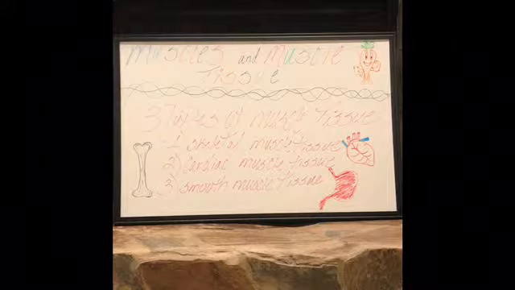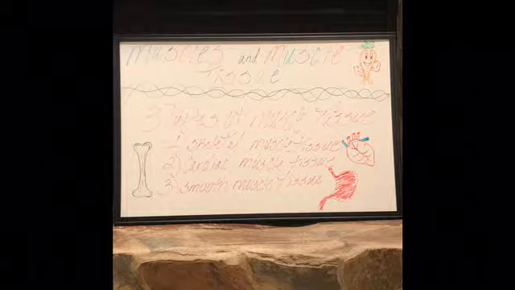There are three types of muscle tissue: skeletal muscle tissue, cardiac muscle tissue, and smooth muscle tissue. Skeletal muscle tissue is voluntary and is attached to bone and has striations. Striations are strips that are formed by protein in muscle cells.